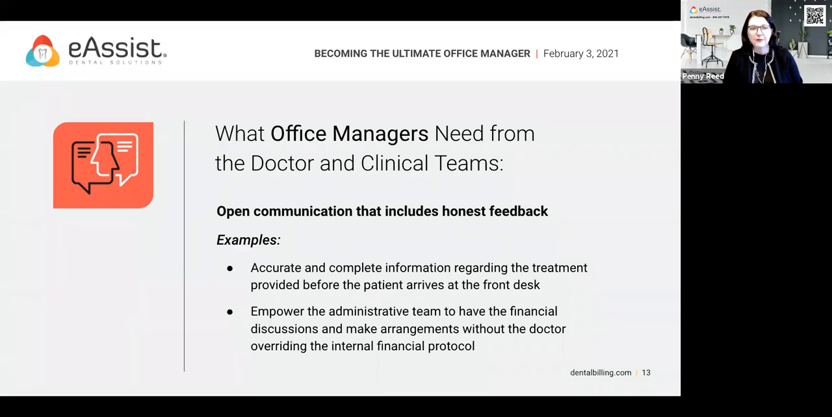So we have to be able to have open communication that we don't feel like we're stepping on each other's toes. But it needs to be accurate and complete regarding the treatment that's needed before the patient arrives at the front, like you mentioned. If we're going to get compensated the way that we need to, if we're going to, as office managers or financial coordinators, treatment coordinators, get the case acceptance that we want to get, we've got to have that information, and then also empower the administrative team to have those financial discussions and make those arrangements without the doctor overriding the internal financial protocol, right?